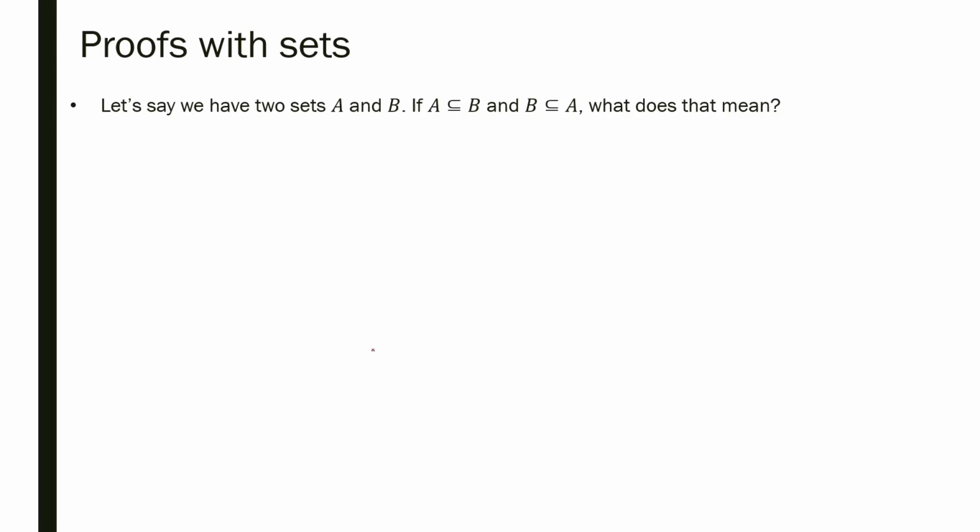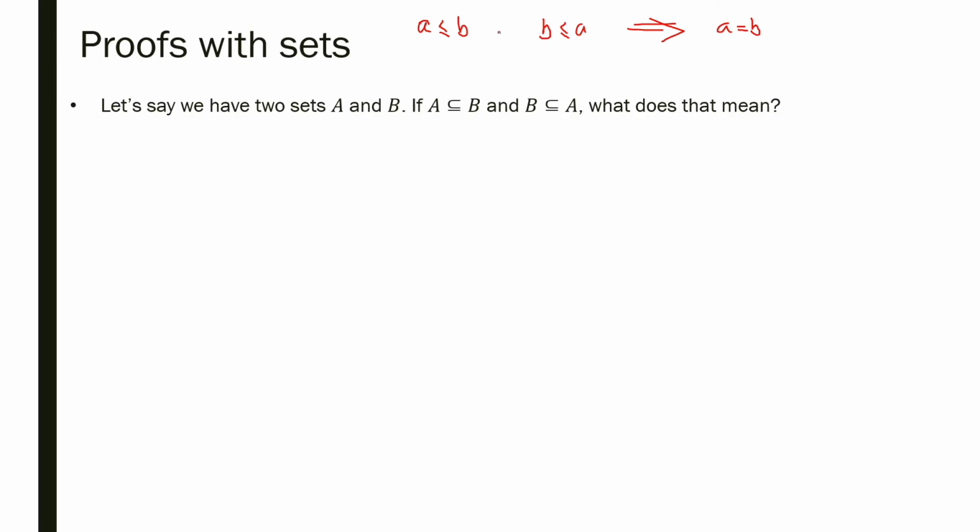What if you want to show, let's say that A was a subset of B, and B was a subset of A. What would that mean? Well, think of an analogous question: if A is less than or equal to B, these are just numbers, and B is less than or equal to A, that means that A equals B, right? Yeah, it has to be.